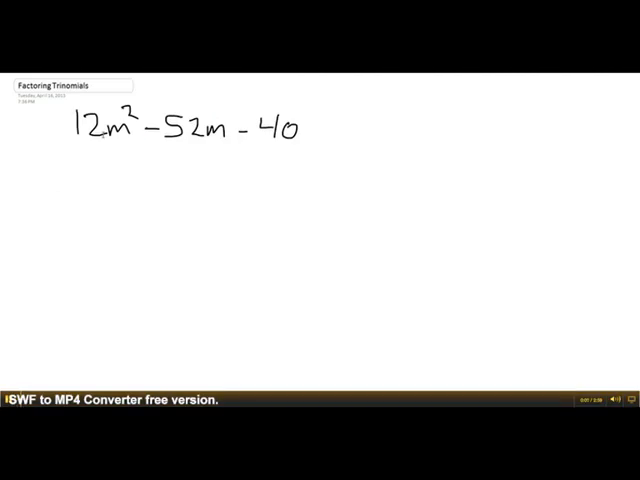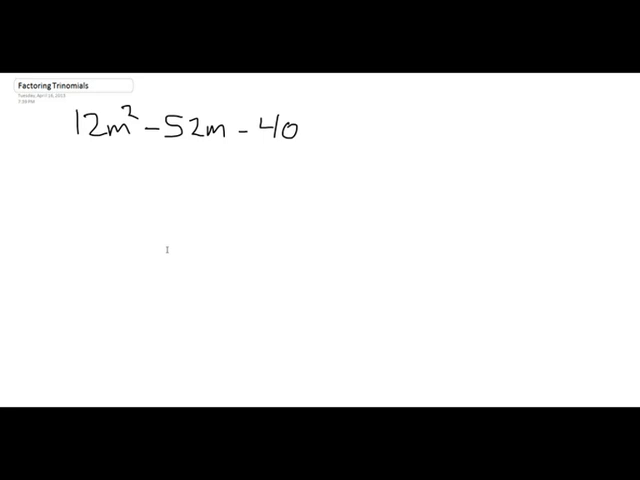So we're going to continue our practice with factoring trinomials whose leading coefficient is greater than 1. So let's start out with this case here. We've got 12m squared minus 52m minus 40. So the first step I want you to do is to factor out any common terms. Notice that there is a common term between these three. So pause the video and try that out. So what we should get is 4 onto 3m squared minus 13m minus 10.